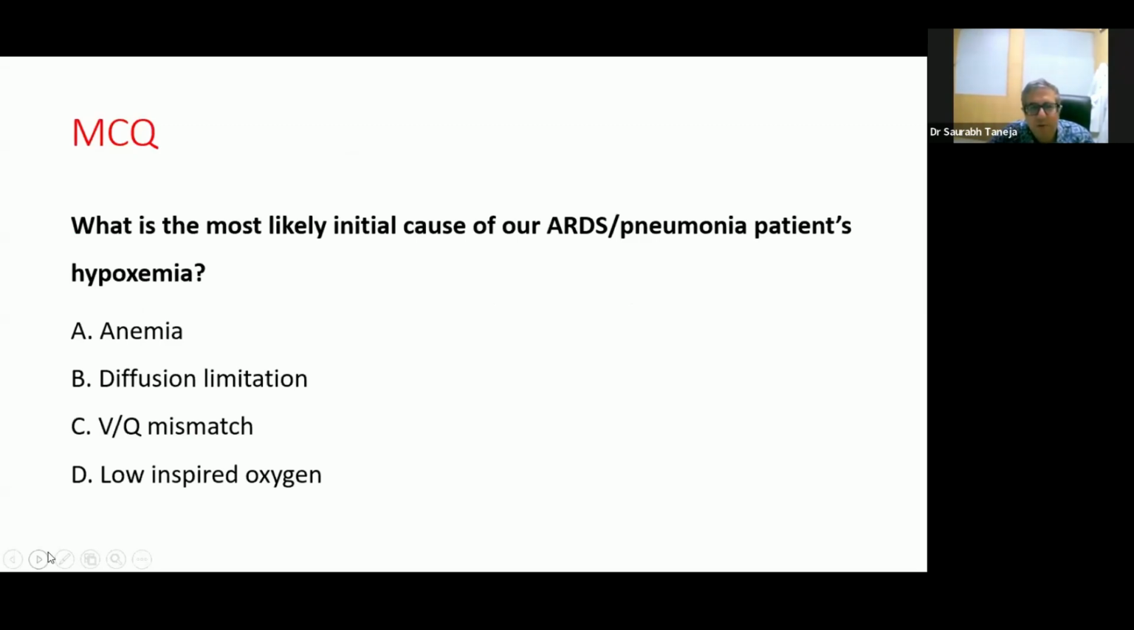Next. So coming to the first MCQ, I would like all of you to write the correct answer in the chat box. What is the most likely initial cause of our ARDS pneumonia patient's hypoxemia? The choices are A, anemia; B, diffusion limitation; C, VQ mismatch; and D, low inspired oxygen. So this is related to the types of hypoxemia.